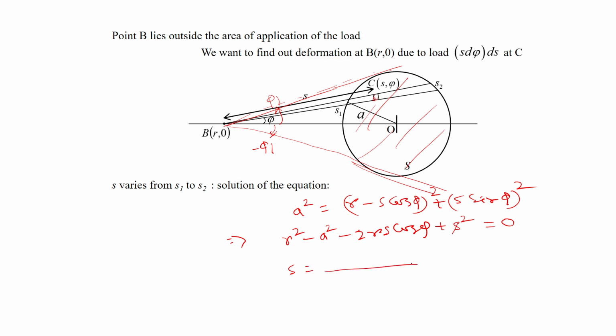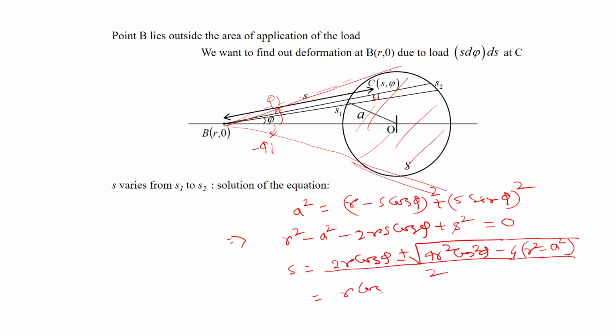So, S will be equal to 2 r cos phi plus minus square root of b square minus 4 S. So, it is 4 r square cos square phi minus 4 into r square minus a square, divided by this 2 here. So, it will come out to be r cos phi plus minus square root, and this will be a square minus r square sin square phi, like this.